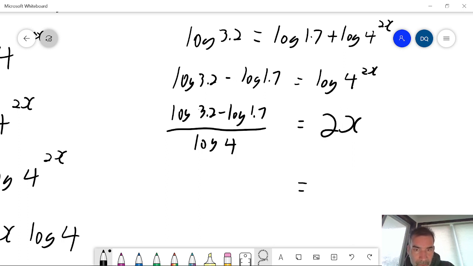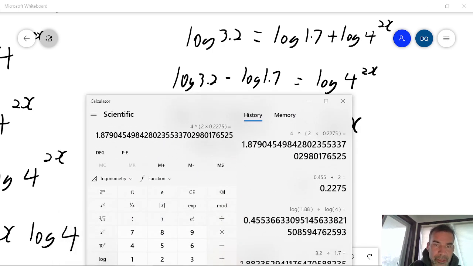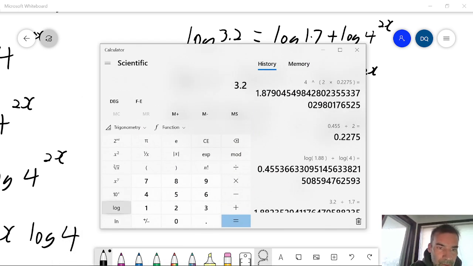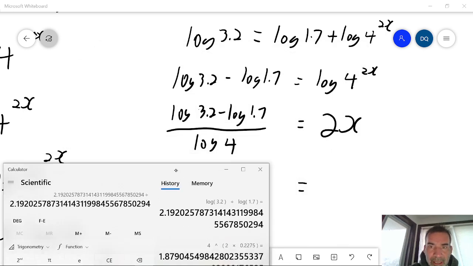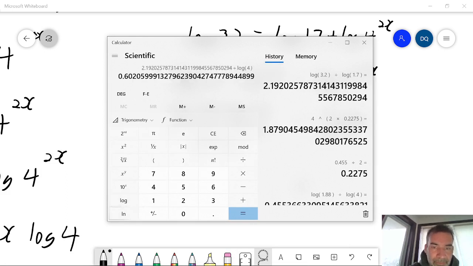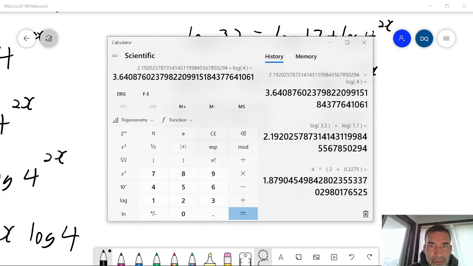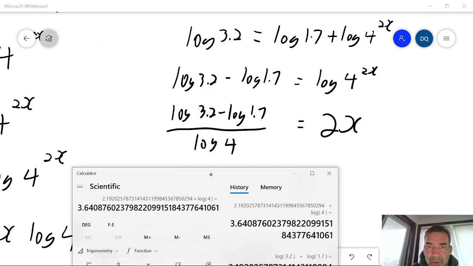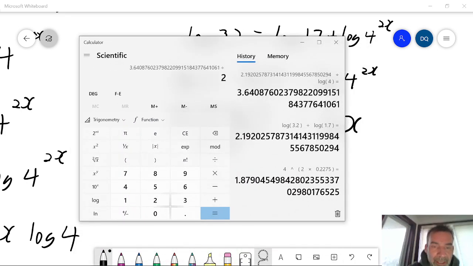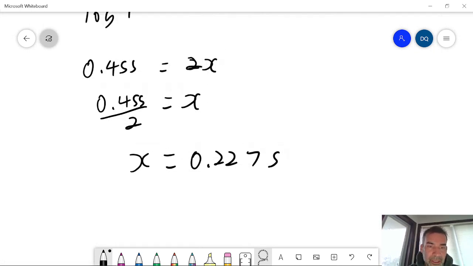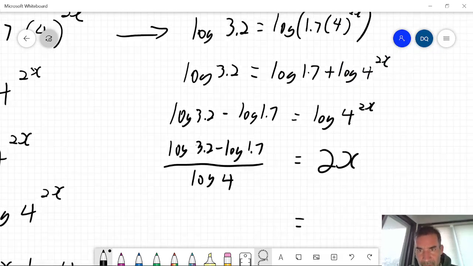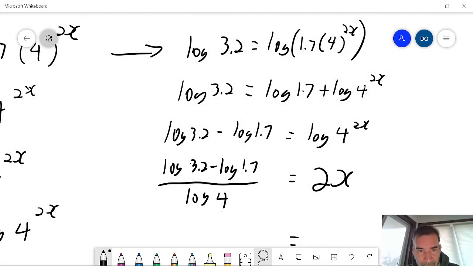So the log of 3.2 minus the log of 1.7 is my numerator. 3.2's log minus 1.7's log gives me 2.2. And then I'm going to divide that by the log of 4, which gives me 3.64. And then I'm going to divide that by 2. And it gives me 1.82 for x. And when I did it the other way, yeah, a few extra steps occurred here, so perhaps there's an arithmetic error.